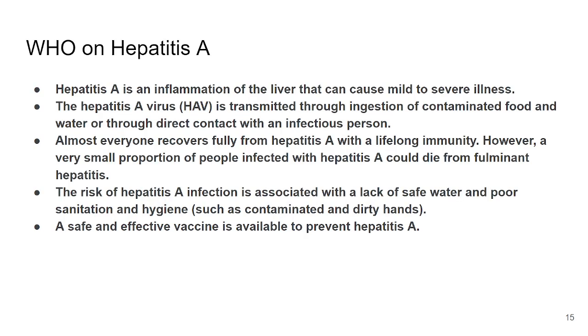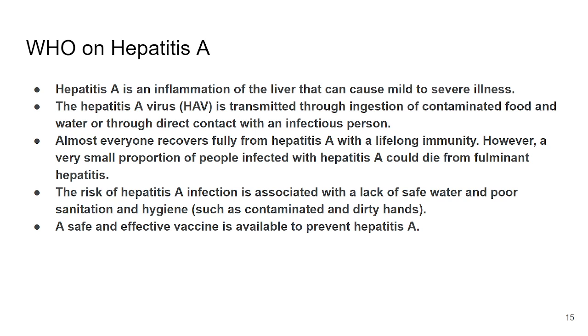WHO has given a major series of guidelines on hepatitis A. It's defined as an inflammation of the liver that can cause mild to severe illness. Hepatitis A virus is transmitted through the ingestion of contaminated food and water or through direct contact with an infectious person. Almost everyone recovers fully from the hepatitis. This is important. Hepatitis A has a mild course, and almost 100% of patients would recover well without any direct intervention, and there is lifelong immunity. This is what the WHO says.